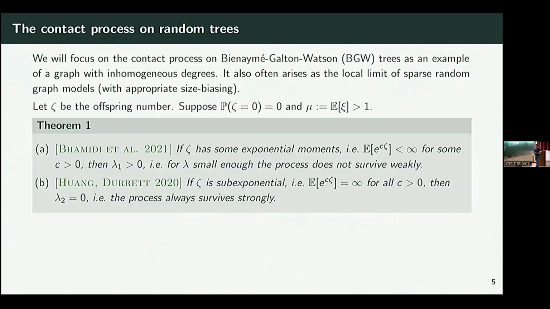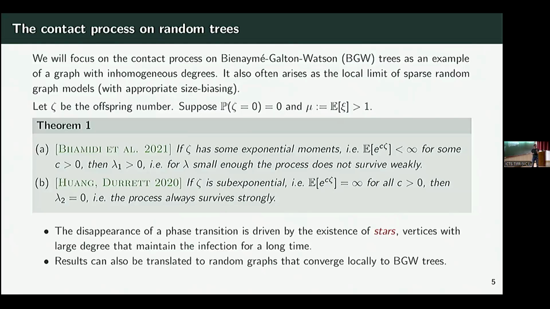Okay. And so what does this tell you? Well, this offspring distribution encodes how inhomogeneous the degrees are that you can see in your graph. And if you don't have these exponential moments, then you're quite likely to see relatively large degrees in your underlying graph. This then says that there are what I'll be calling stars from now on, vertices with large degree, where this infection is maintained for a really long time, and that drives the survival of the process. So even if you choose your lambda really small, your process will still be maintained by these stars. Okay.